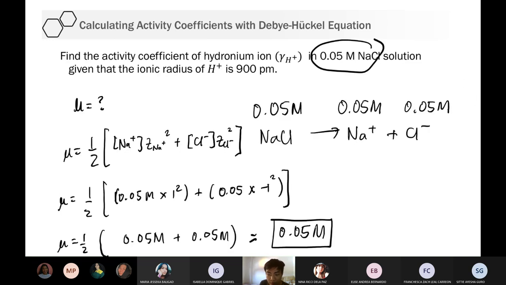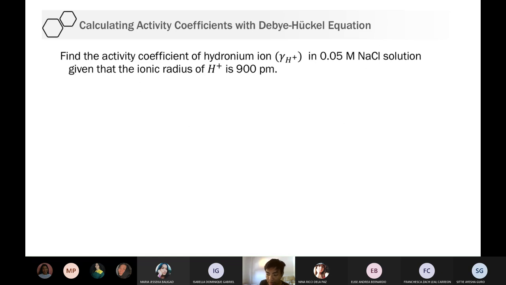Don't worry, may shortcut akong ituturo mamaya. Ha? Hindi naman always magaganito tayo. Gusto ko lang ipakita yung essence ng equation. Paano siya gamitin? Okay? So, we know that mu is equal to 0.05 molar. Okay? So, ngayon, gamitin na natin yung Debye-Hückel equation. Solving for gamma x, okay? So, let's solve for the gamma ng hydronium ion. Hydronium ion kasi hinahanap dito.